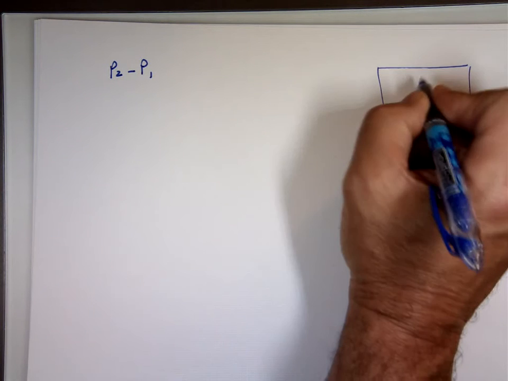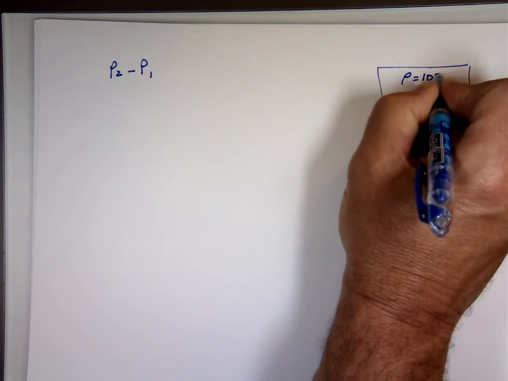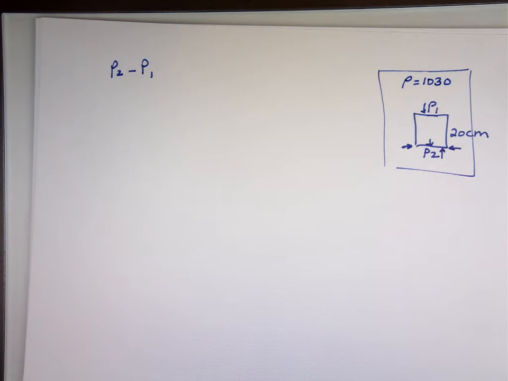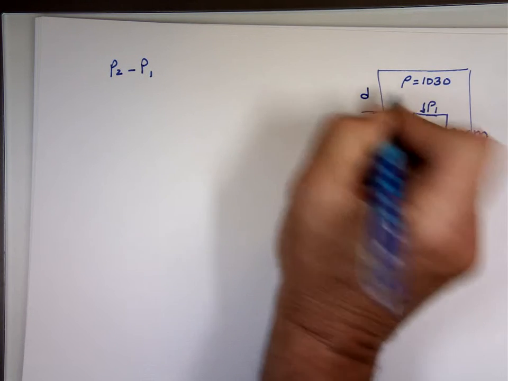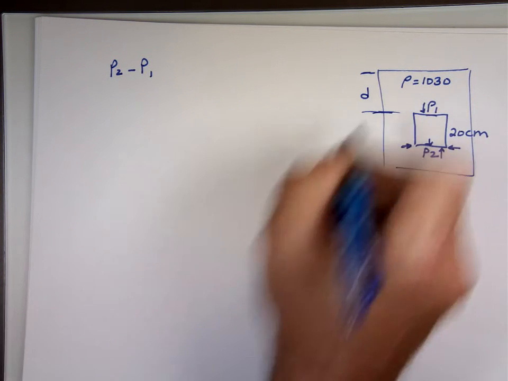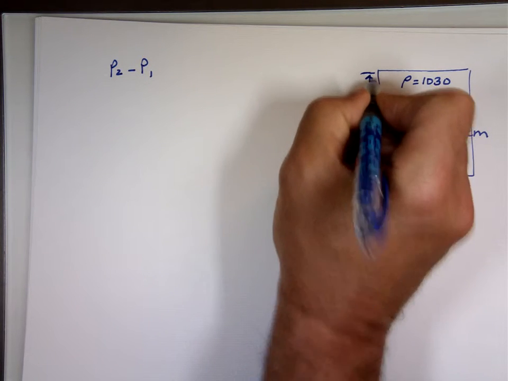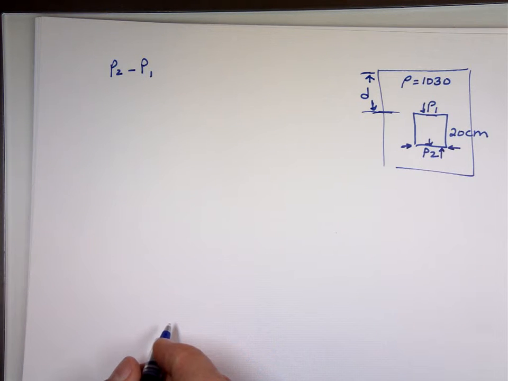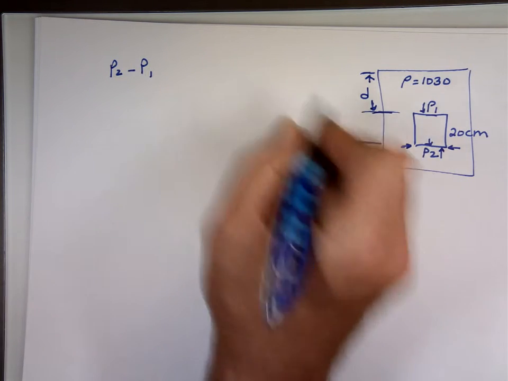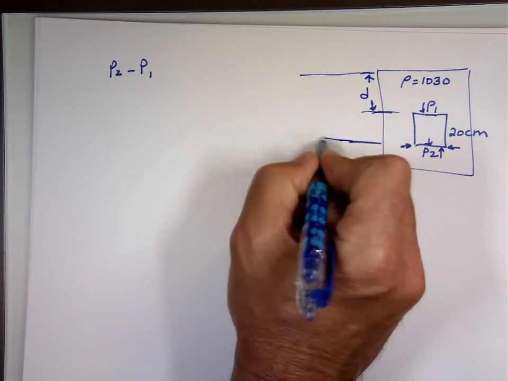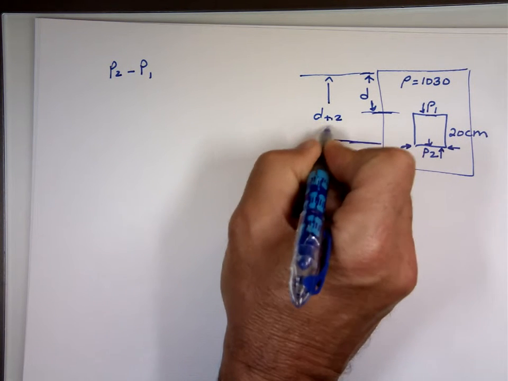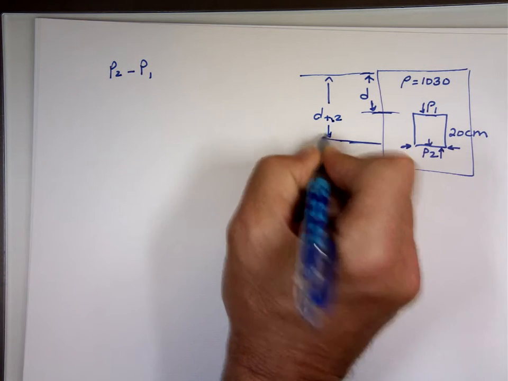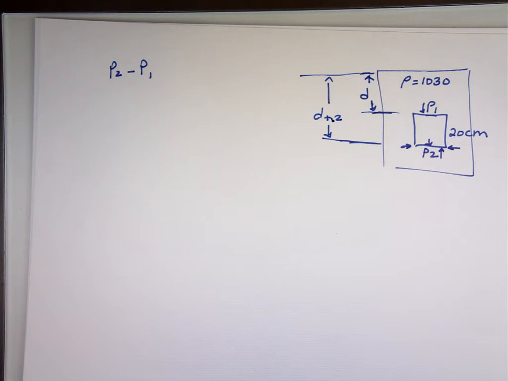It's in the ocean. Rho for water is 1,030. And I didn't tell you how deep it is in the water there, so it could be any depth. This depth here will be what then? Isn't that D plus 0.2, 20 centimeters? That's a 0.2. Can you see the 0.2 there? Yeah, that's the depth of that bottom part.